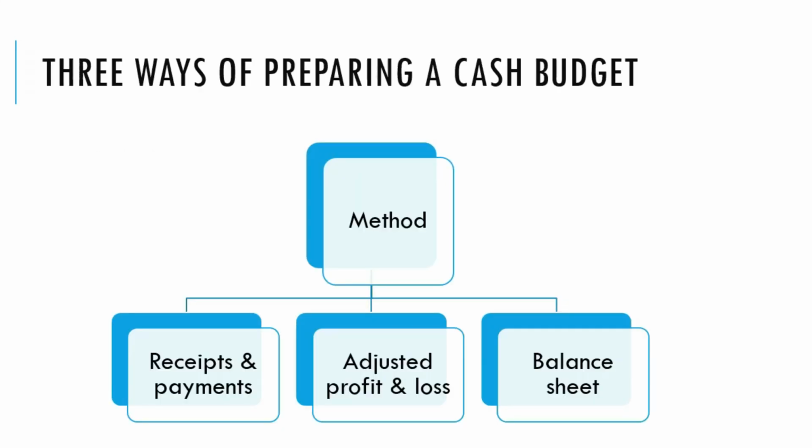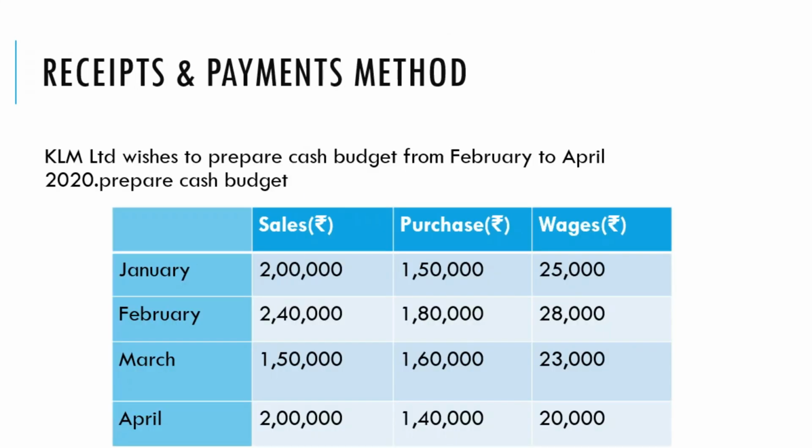There are three ways of preparing a cash budget. The three methods are receipt and payment, adjusted profit and loss, and balance sheet. Firstly, we have to look at the receipt and payment method in detail. We'll do it with an example. We'll see what the receipt and payment method is in detail with an example.